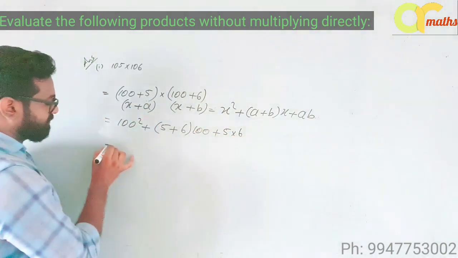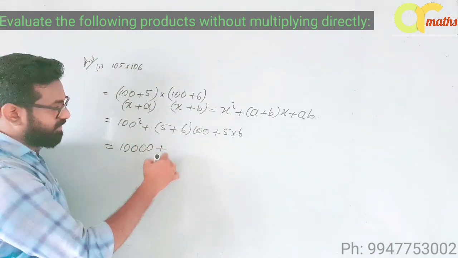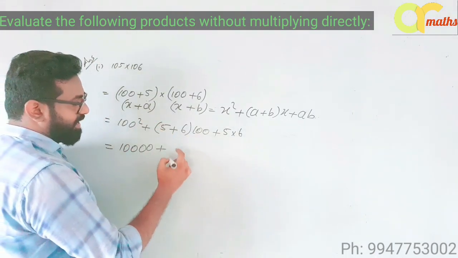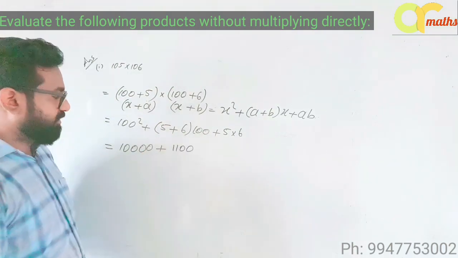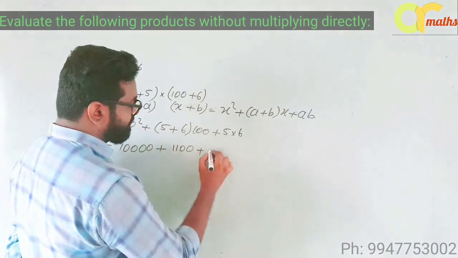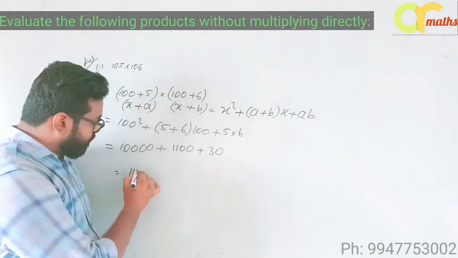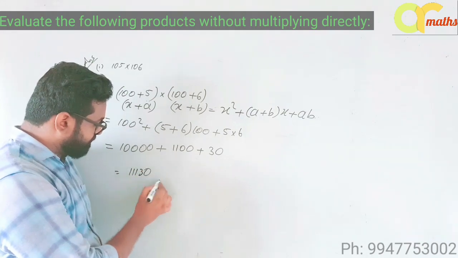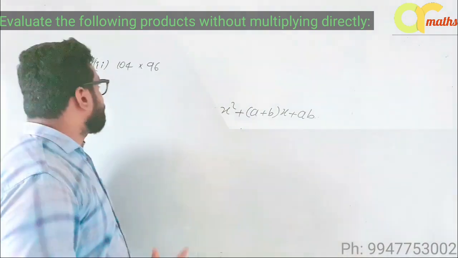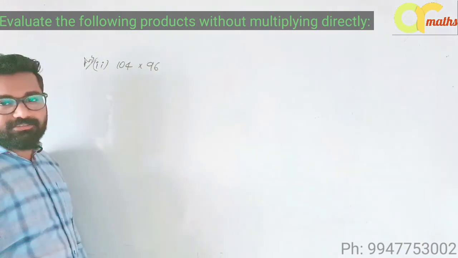Very simple. Then 100 square, that is 10,000, plus 5 plus 6 is 11, 11 into 100 is 1100, plus 5 into 6 is 30. Then what is the answer? 11,130. Clear? So next our second question is 104 into 96.